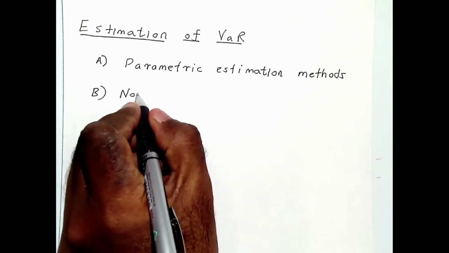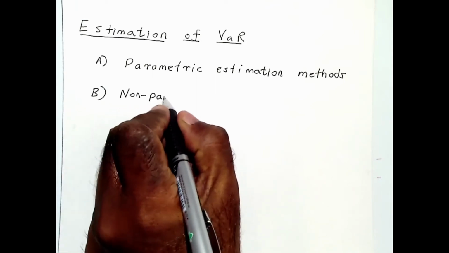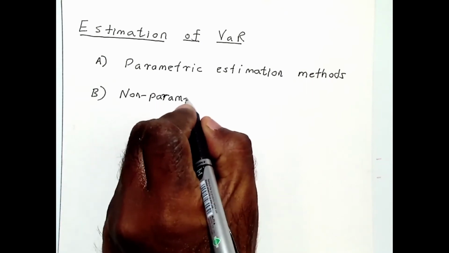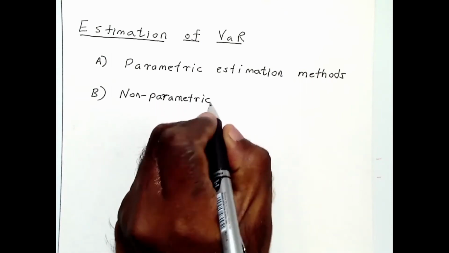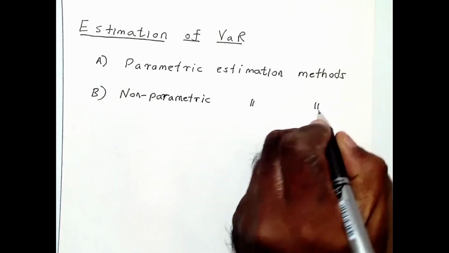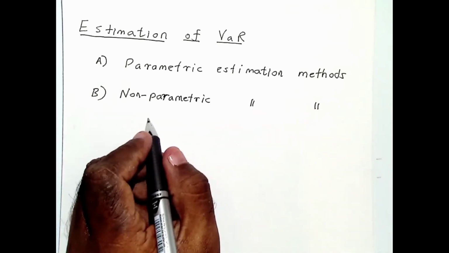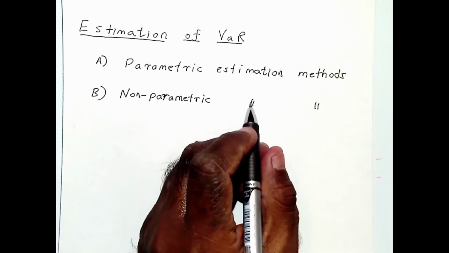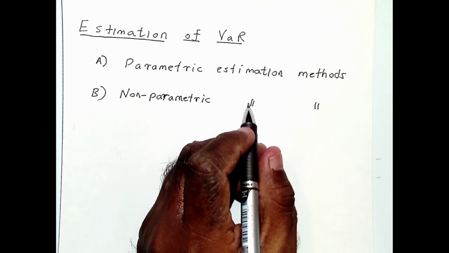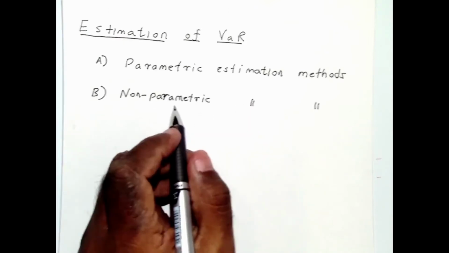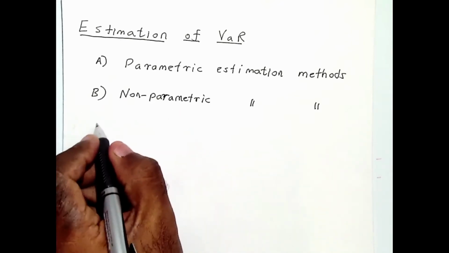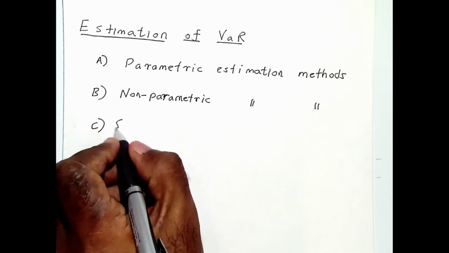And the second section is non-parametric estimation methods. So what I mean by this is that you assume that the losses do not follow any particular distribution. So you try to find ways to estimate VAR without assuming that the data follows any specific distribution.